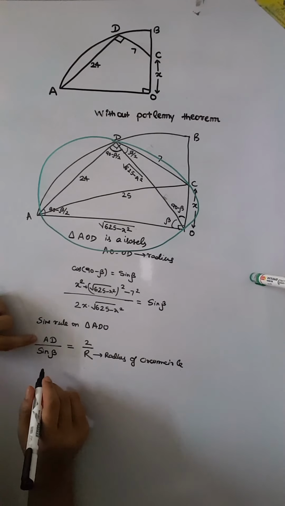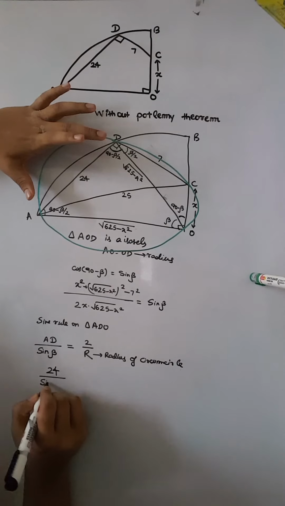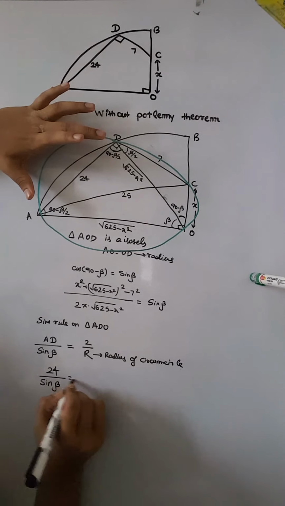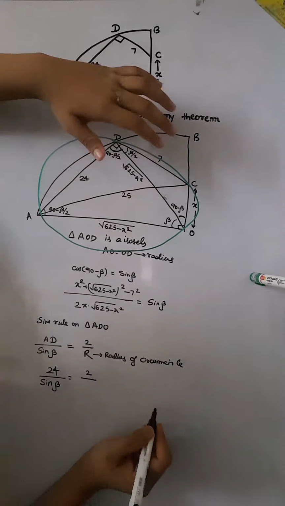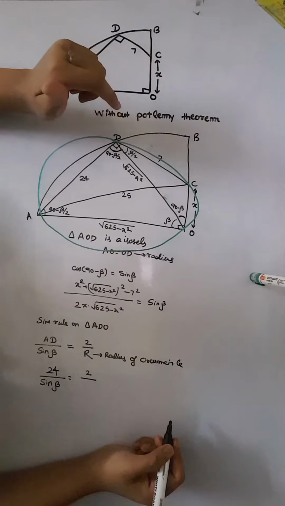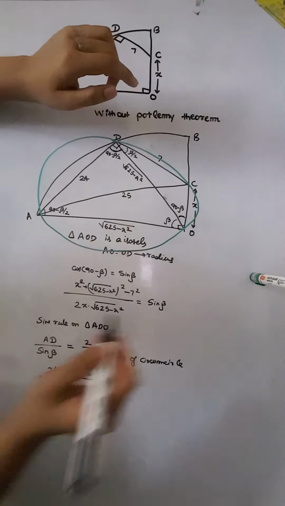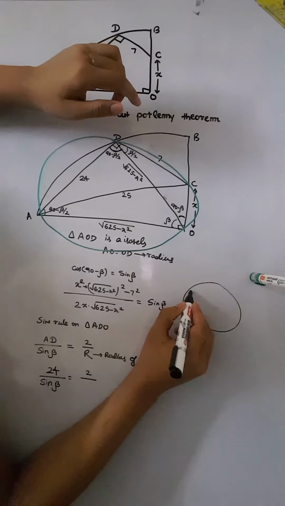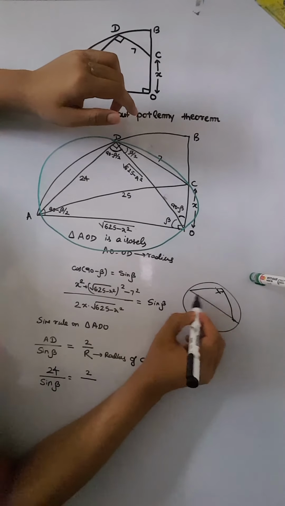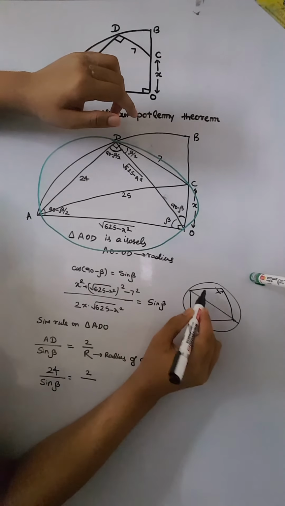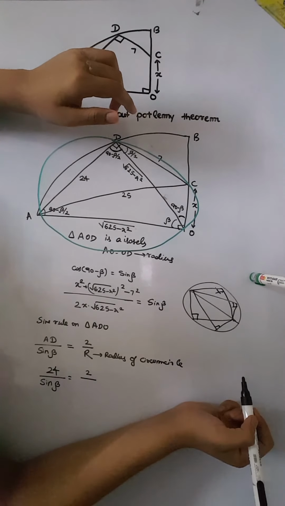So the value of AD is 24. We don't know the value of sine beta, so 24 divided by sine beta is equal to 2r. R is the radius of the circumcircle. Okay, so we know that AC is the diameter of this green circle. How? Because we know one theorem related to circles: if we make any triangle from the diameter of a circle, it will always make a right angle, like this, like this, like this.